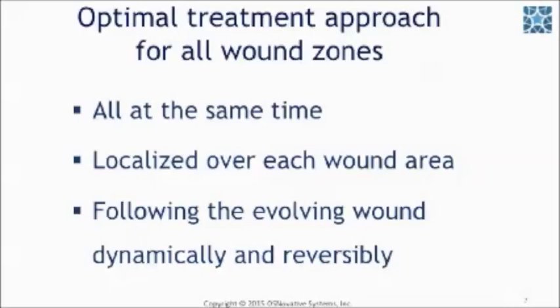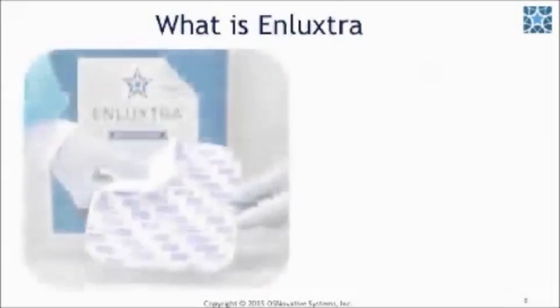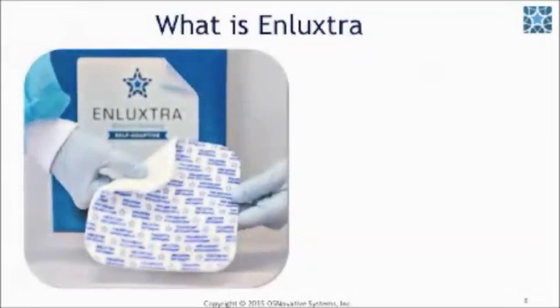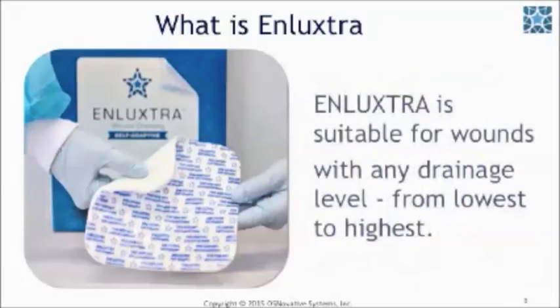It sounds impossible. Meet Enluxtra, designed with the power to individually address all the distinct areas in the wound. Enluxtra is the first and only self-regulating superabsorbent fiber dressing with adaptive absorbency and built-in adaptive hydration function. This means it is suitable for wounds with any drainage level, from lowest to highest.